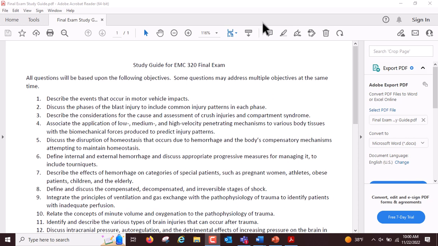Beta blockers reduce the heart rate and the contractile force. Calcium channel blockers reduce the contractile force of the patient. We've talked about number 8.